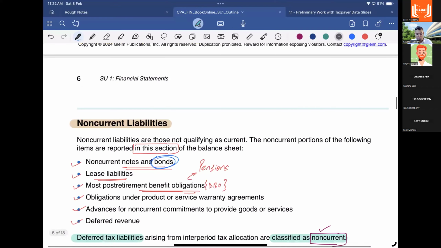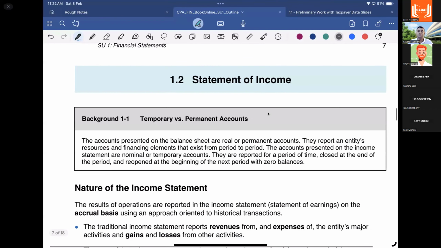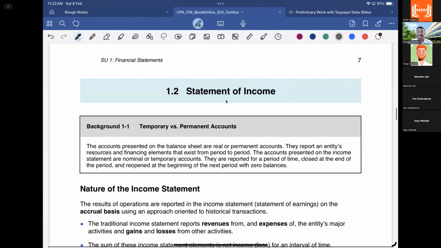Right now we are getting into 1.2. Now, reading number 1.2 is basically letting you know the statement of income, or they are just giving you a bit of a background over here. That is, accounts presented on the balance sheet are real or permanent accounts, right? So you might have heard before, there are three kinds of accounts: real account, nominal account, and personal account as well. Now, whenever you are getting into the real accounts, these are the ones which come inside the balance sheet.